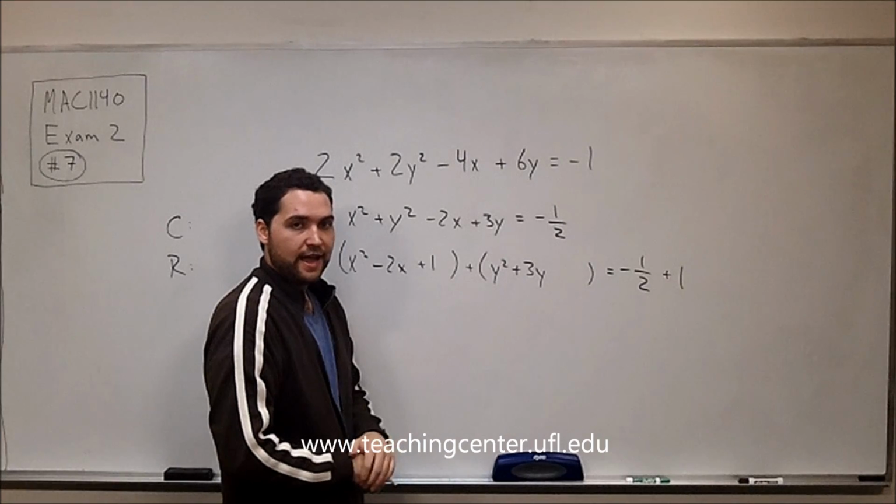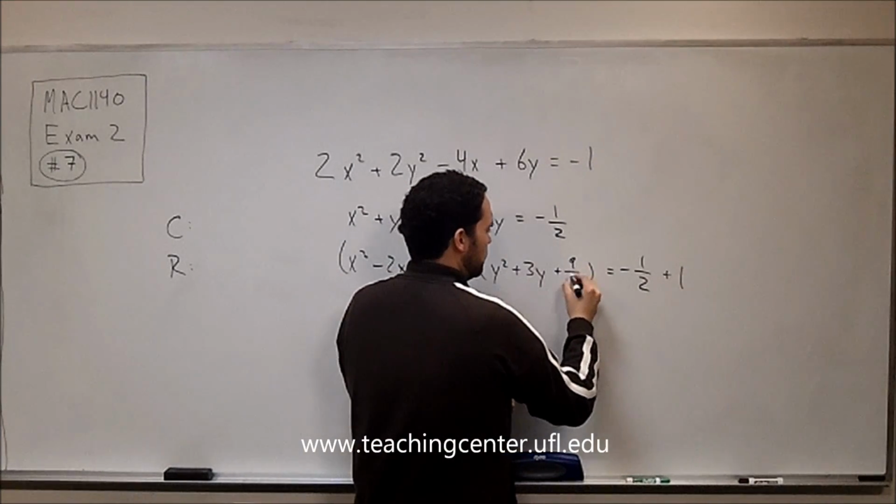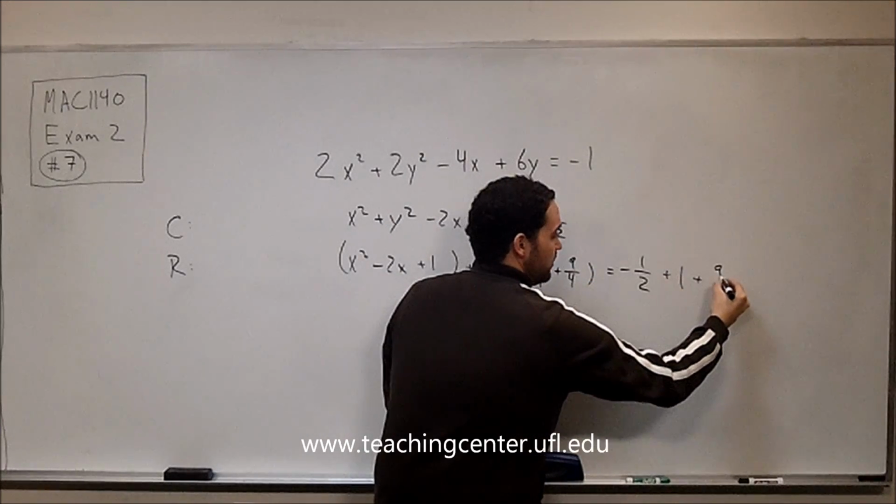Here, you can cut the 3 in half, giving you 3 halves, and when you square it, that gives you 9/4. So you add the 9/4 to the other side as well.